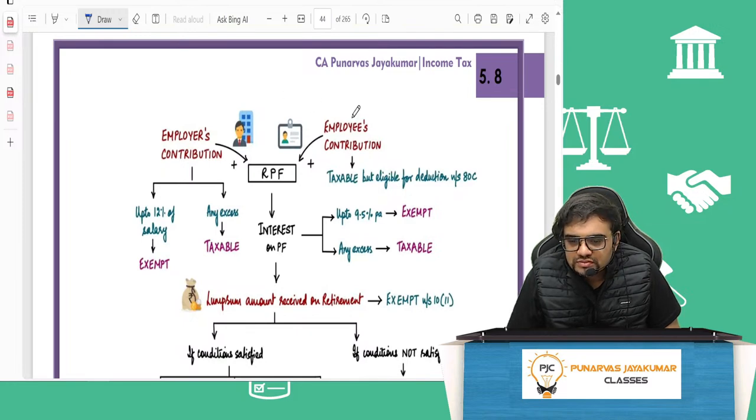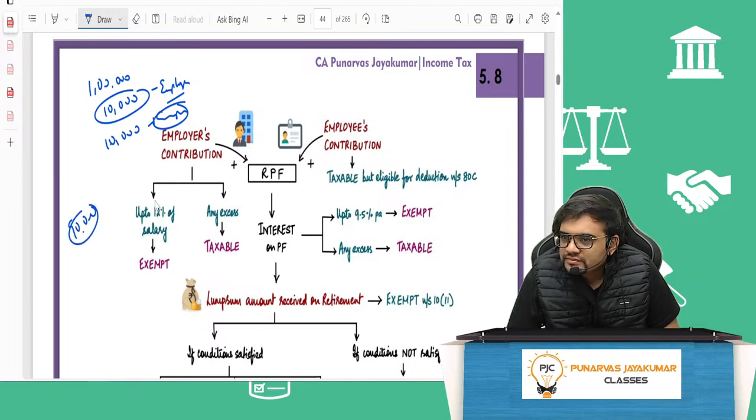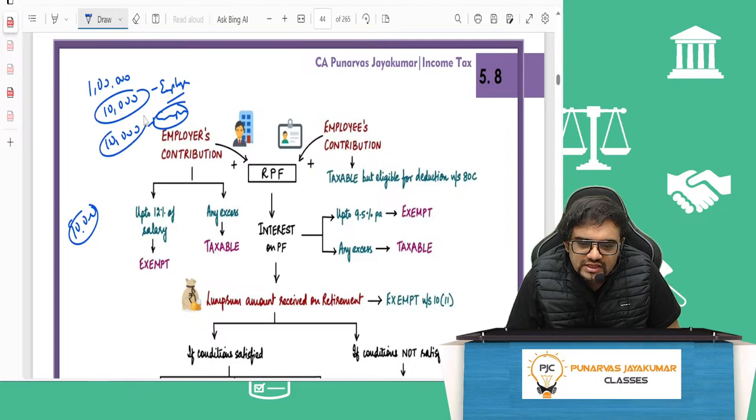Employee contribution. So basically, if 1 lakh is the salary, assume the employer is paying 10,000 rupees on his own extra, and they are deducting 10,000 rupees from the employee. So 1 lakh minus 10,000, 90,000 goes to the employee, minus, of course, TDS. TDS also to deduct, no? So anyway, this 10,000 is 10%, so no problem. This 10,000 is also no problem.